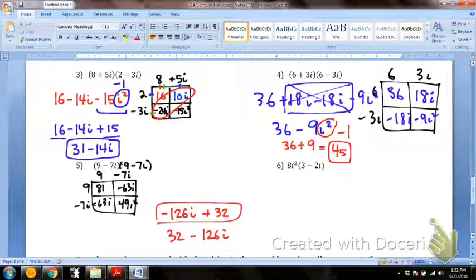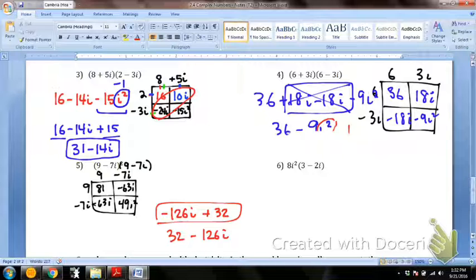Now, on number 6, the temptation is to begin distributing. If you distribute an 8i squared to a negative 2i, what does that give you? 8i, 16i what? Yeah, 16i cubed. It would be negative 16i cubed. We do not deal with i cubed. So if you get an i cubed in your answer, besides just like the i to the 50th, whatever, if you get an i cubed in your problem, you've done something wrong.